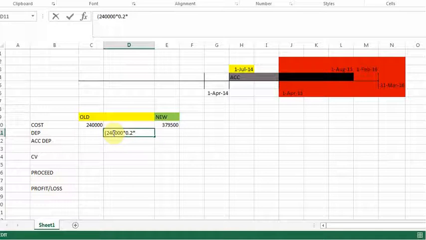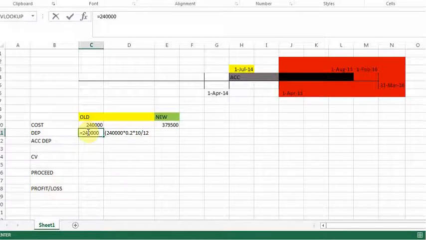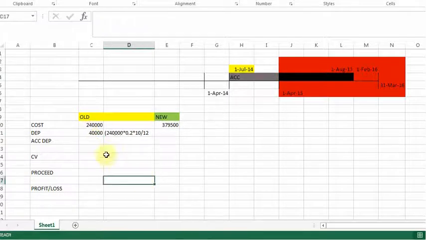So I'm going to say April, May, June, July, August, September, October, November, December, and January. Please note how I do not count February, because that is the first day of that month. So that gives me 10 months. There, I'm then going to say 240,000 times 20% times 10 months, and that gives you depreciation of 40,000.